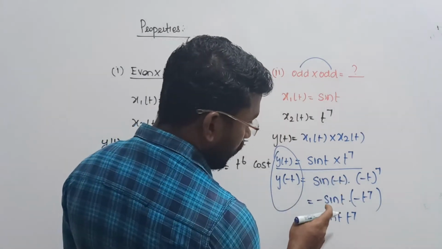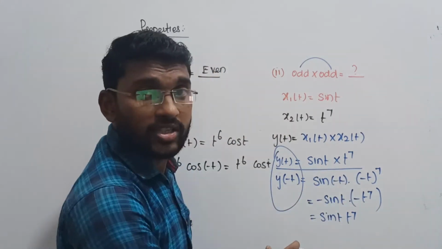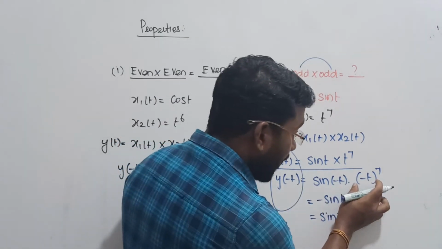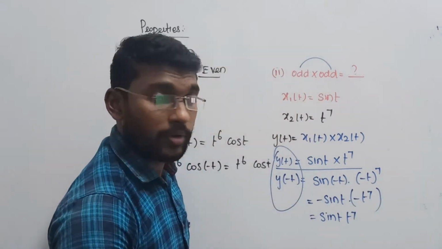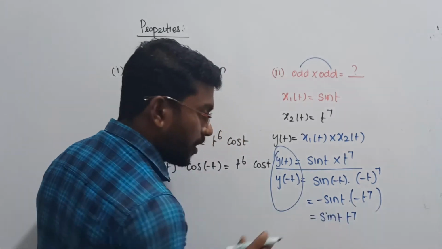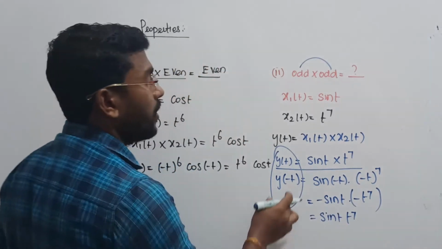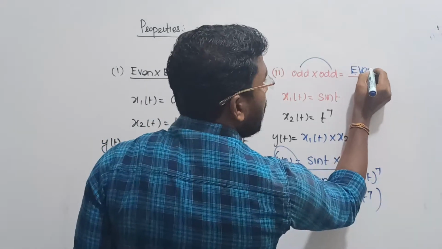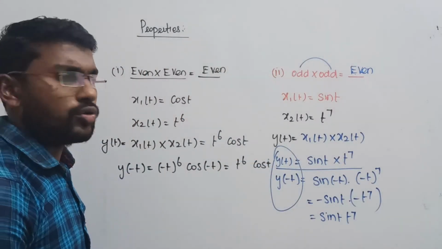Yes. Sin t equals sin of minus theta, that is odd function, right? So what I am getting here, sin of minus theta, I am getting minus sin theta. Minus t whole power 7 also I am getting minus t power 7. That is minus into minus will become plus. So what is the conclusion here? If I multiply two odd functions, in resultant it will yield an even function.